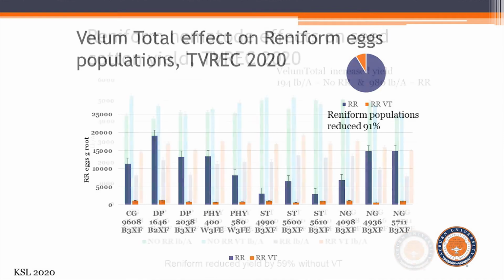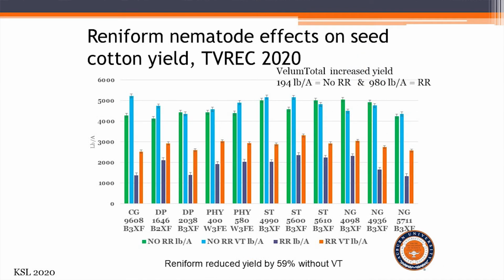On this next bar chart, it's a little busy, but it gives you the yields. The first 2 bars are the yields in the reniform-free field, no nematode. What is the potential that we can produce? You notice the green bars, we have 4,000 pounds of seed cotton across all of them. That was a great yield. We added Velum Total to this field too, and we did increase yields 194 pounds. Now whether that pays for it, you guys will know.